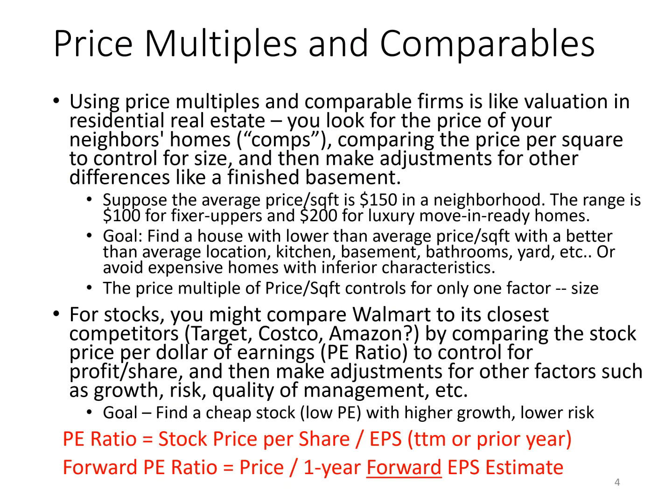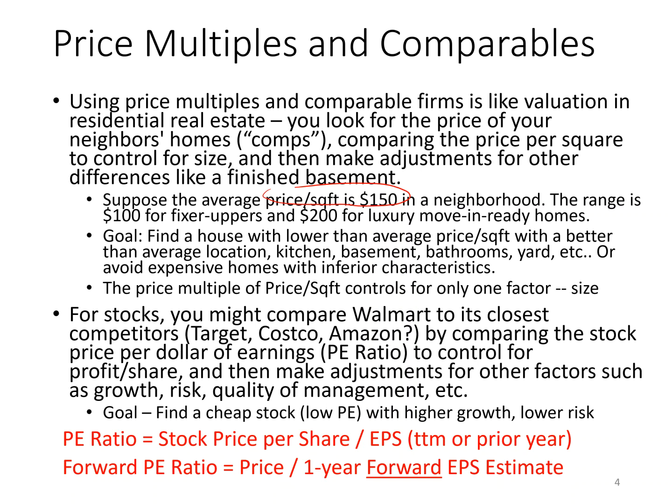So let's look at a price multiple. The most common price multiple for homes is the price per square foot. That's a price multiple, price per square foot. So say the average price per square foot in a neighborhood is $150 per square foot. And the range is $100, the cheapest for fixer-uppers, and $200 for luxury move-in ready homes.